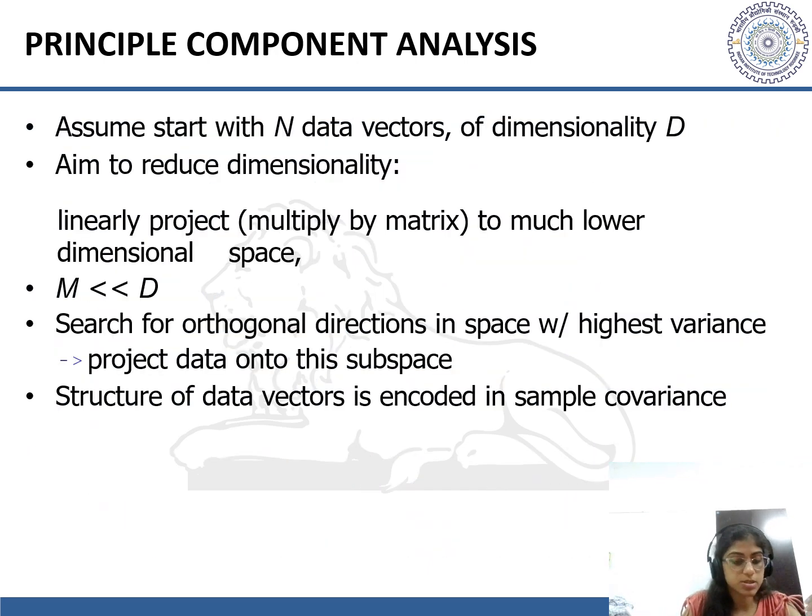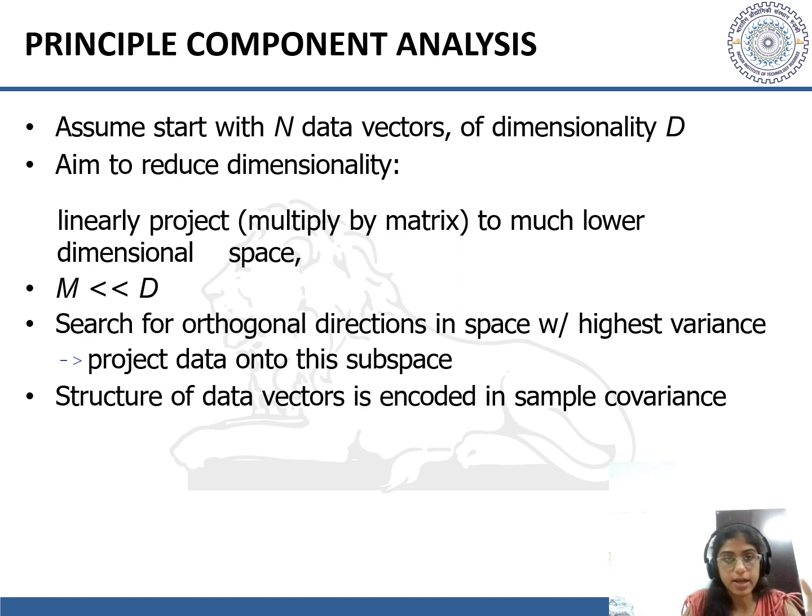Now, how to proceed with principal component analysis? Assuming that I have n data vectors of dimensionality d. Now, I want to reduce the dimensionality of this matrix. This is the main procedure of the PCA. I want to reduce it to a size m, which is very much smaller than d. Now, I will search for m orthogonal directions of the space so that I can project my data on these m orthogonal directions or vectors.